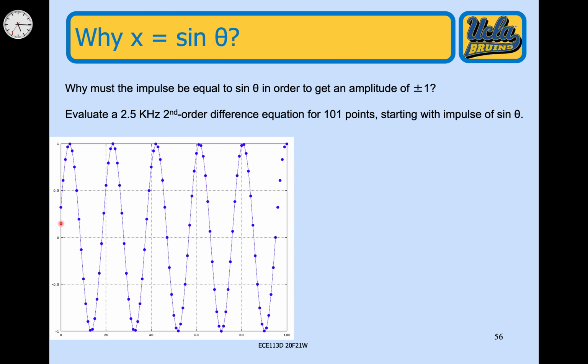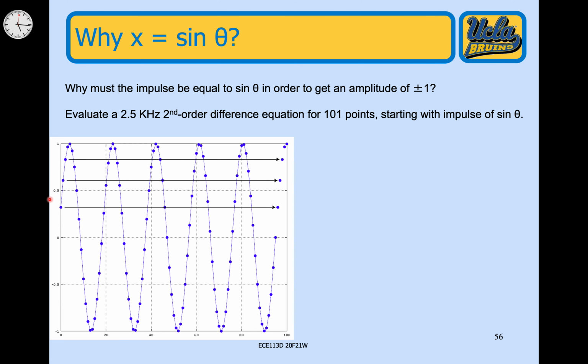So right there it is. There's the impulse of sine theta. And you do it for 101 points, and you get all of these different points here. Note that I've connected the first 96 of them. Why? Because the 97th point is the same as the first point, and the 98th point is the same as the second point, and the 99th point, you get what I'm saying there.